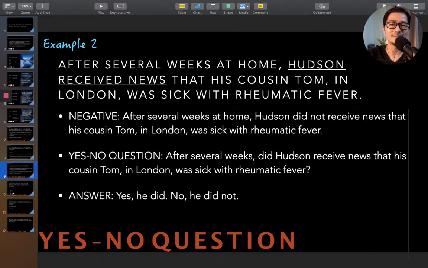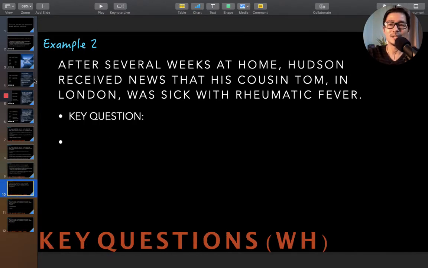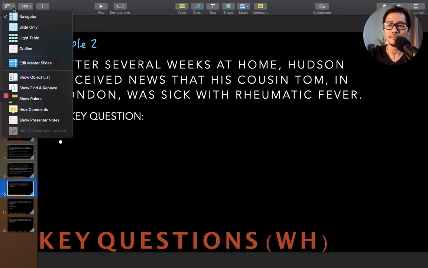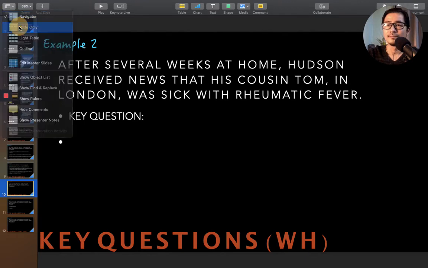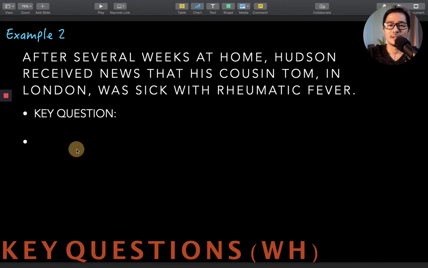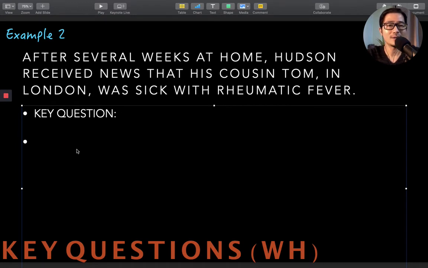Let's go to key question. Okay, I want to maximize this. Okay, now what question can you think about? Okay, I want to skip the who because that's so easy, right? You can just say, who received the news that his cousin Tom in London was sick with rheumatic fever? Yeah, that will be easy. So I want to skip that.